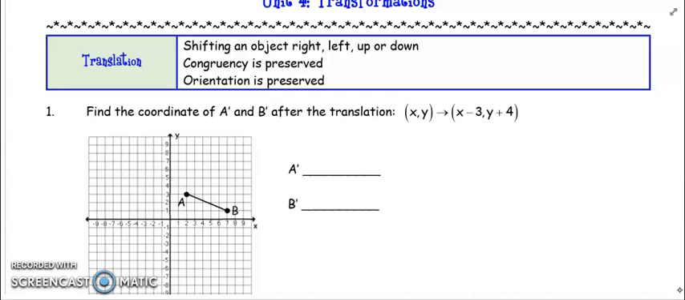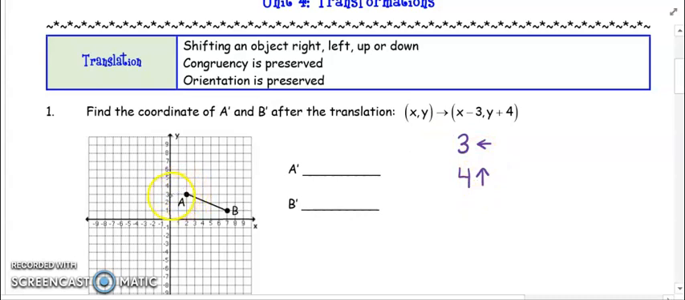So if I take a look at number 1, I want to find the coordinates of A prime and B prime. After the translation, (x, y) is taken to (x minus 3, y plus 4). Now keep in mind, because this is a minus 3, that means we are going 3 to the left. And since this is a plus 4, we're going 4 up. That means each of our points, we're going to count 3 left, 4 up.